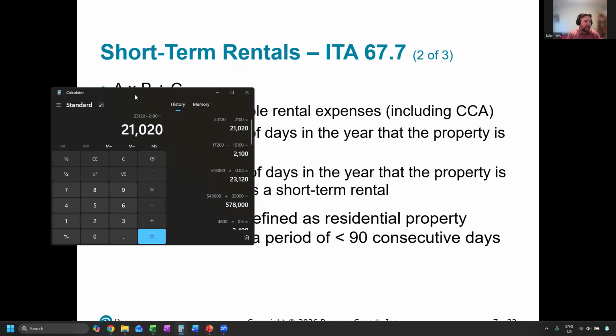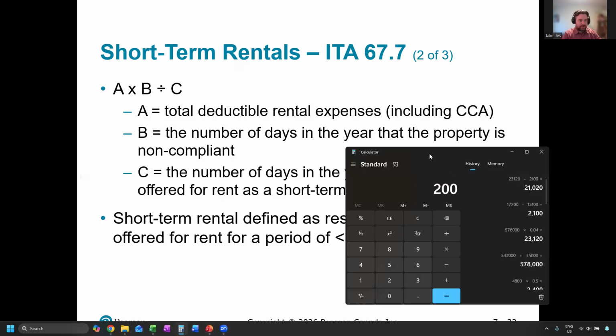So let's say I had a short-term rental for 200 days and the entire time I'm non-compliant. So that creates one. One is 100%. So A is the total deductible rental expenses. B divided by C is the portion that cannot be deducted. So if I have a non-compliant rental, I cannot claim rental expenses. I have to report the rental income. It's still a source of income, but this rule says I can't deduct anything against it.